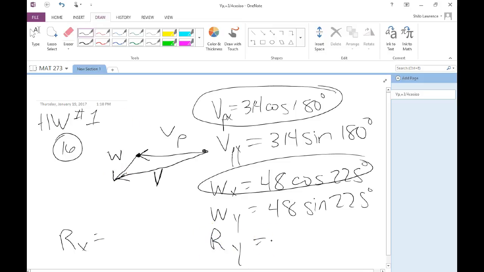which still is not the answer that MyLabsPlus is looking for. MyLabsPlus wants magnitude and direction. So once we have these components, we can go back to magnitude and direction for our final answer. So R sub x, if we do 314 cosine 180, but just make sure you're in degree mode, plus 48 cosine 225, because both of those are x components. Both of those are pointing horizontally. I got negative 347.94.